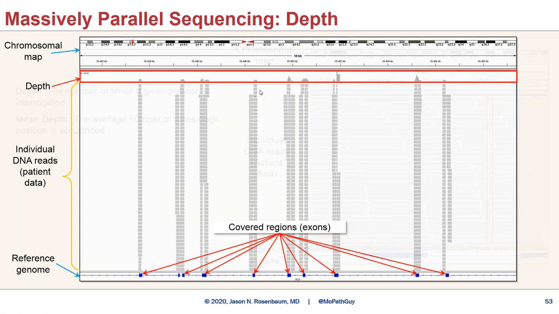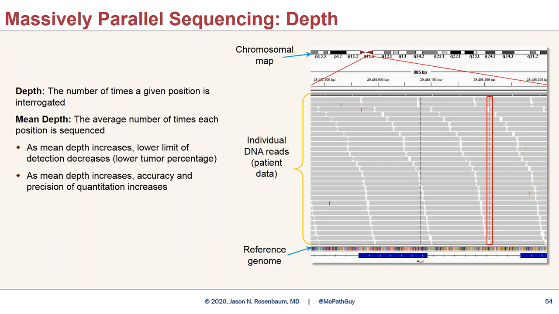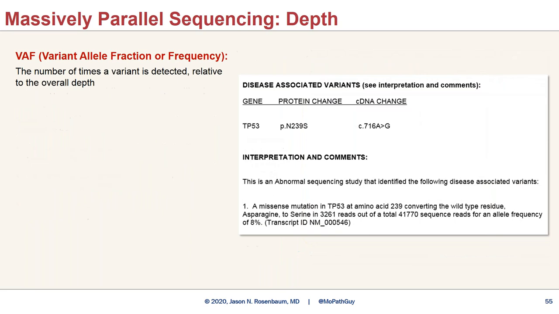So what do you get from having higher depth? From sequencing to the higher depth, you can lower your limit of detection, and you can also improve the accuracy and precision of quantitation. What do I mean by quantitation? Another term that I've introduced already but haven't defined is the variant allele fraction, or the variant allele frequency, which is literally the number of times that you've detected a variant divided by the overall depth. It's just a ratio. And that's illustrated in words in this report here.